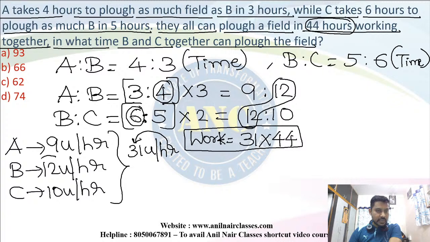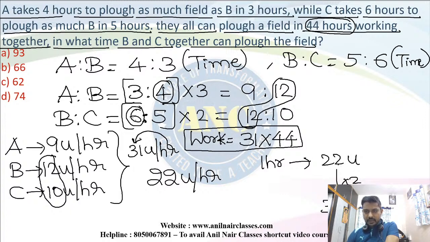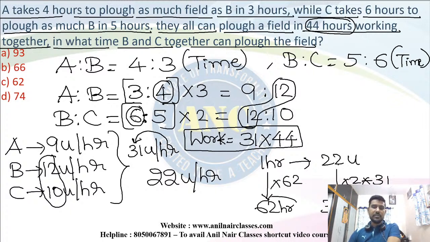B plus C together is 12 plus 10. It is 22 units per hour. That means in 1 hour they will distribute 22 chocolates. But totally there are not only 22 chocolates, there are 31 into 44 chocolates totally in the box. 22 into 2 is 44, and 22 is there, but 31 should be there, so multiply by 31. So basically you should multiply by 2 into 31 on both sides, which is 62. Answer for this beautiful question is 62 hours, which is option C.